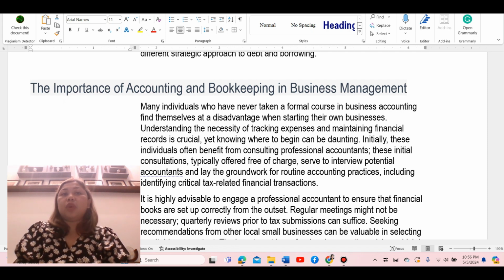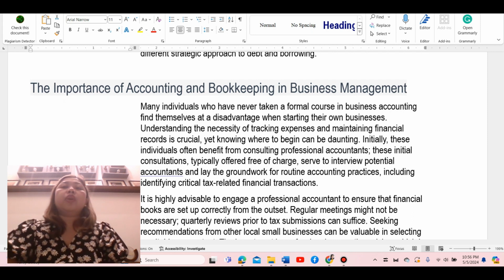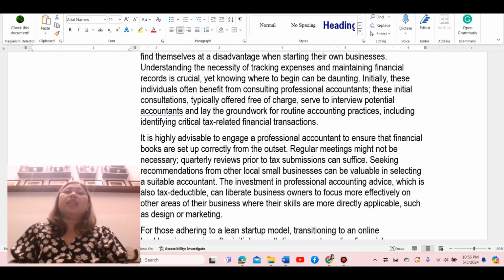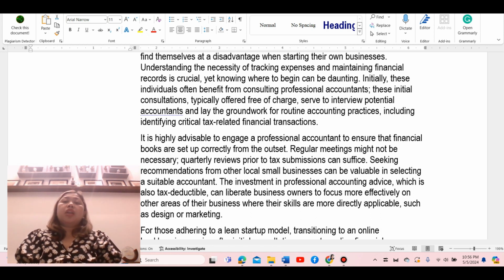Initially, these individuals often benefit from consulting professional accountants. These initial consultations, typically offered free of charge, serve to interview potential accountants and lay the groundwork for routine accounting practices, including identifying critical tax-related financial transactions.